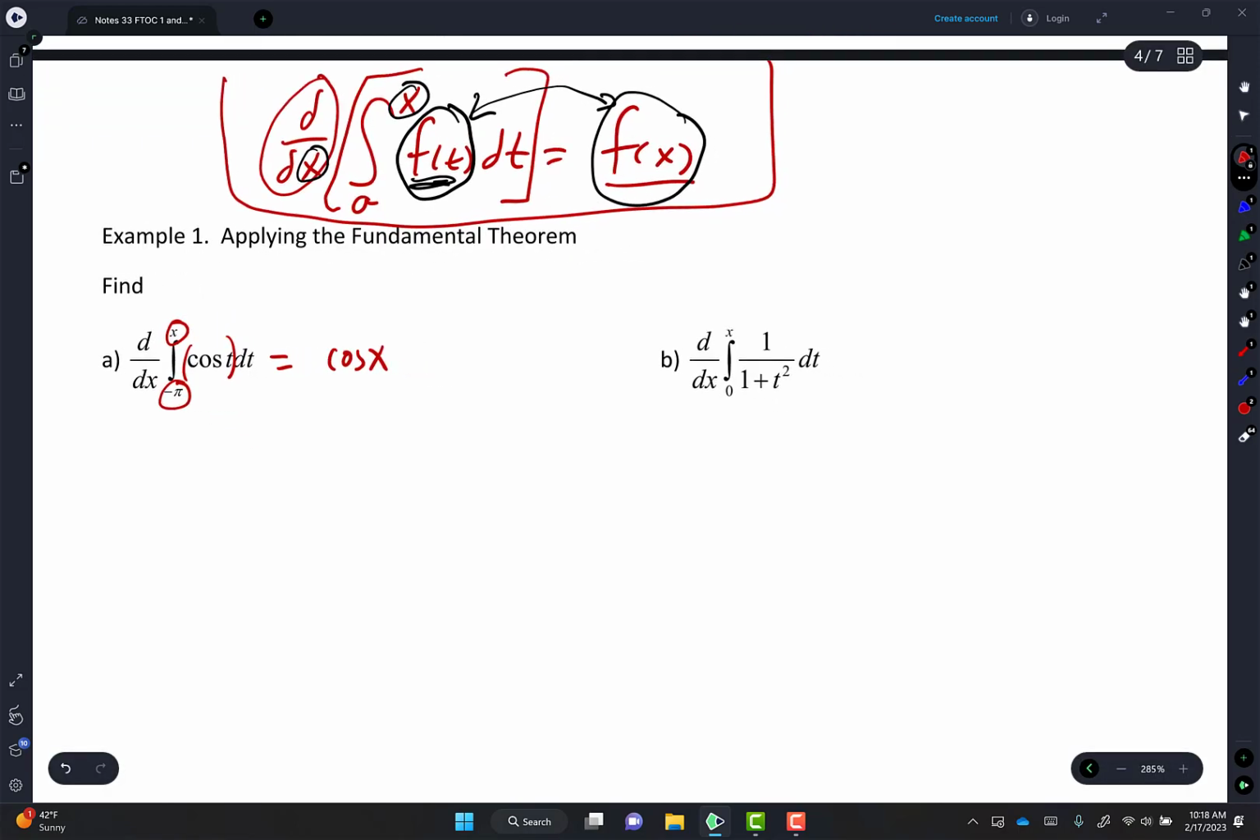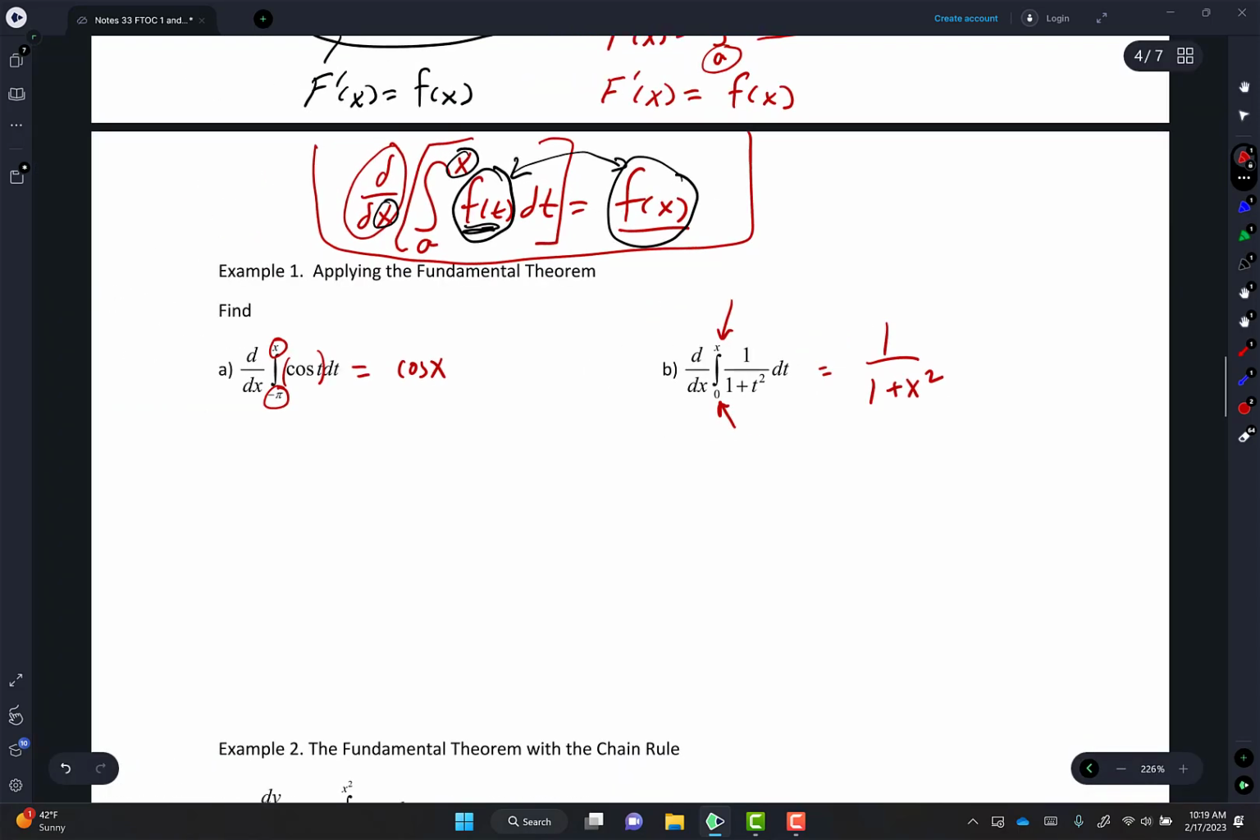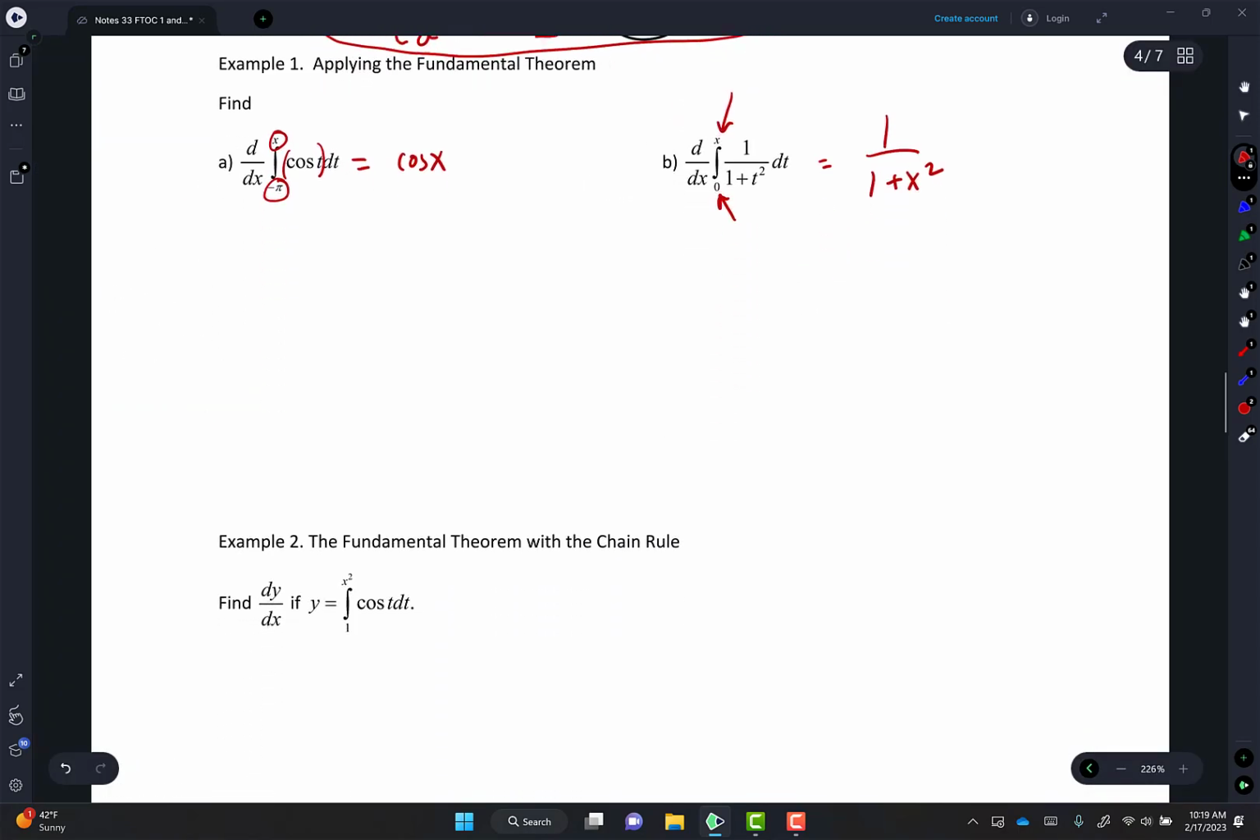All right, letter B. Do I have a constant in the bottom? Do I have an x at the top? So the derivative of this expression is just 1 over 1 plus x squared. Done. That's it. Yay or nay? All right, now let's see if we can do it with chain rule.